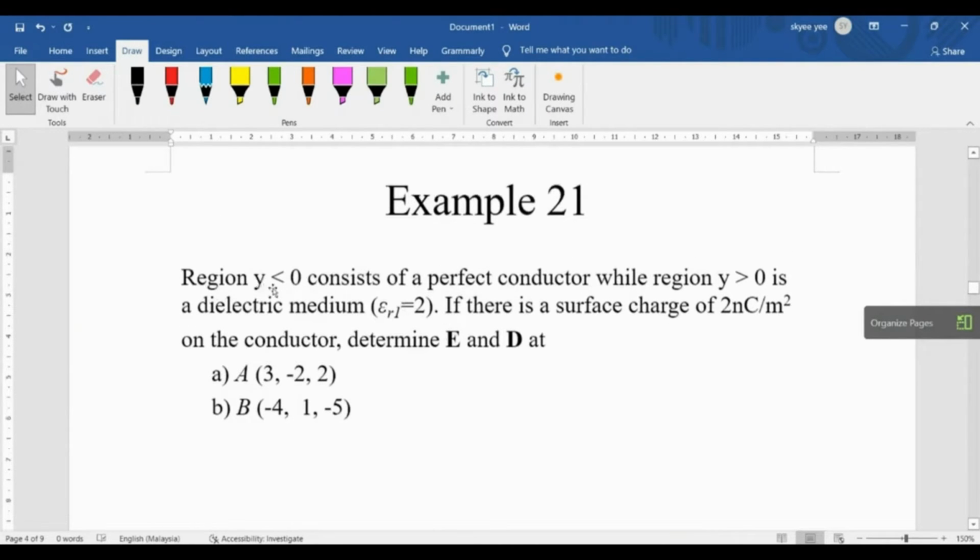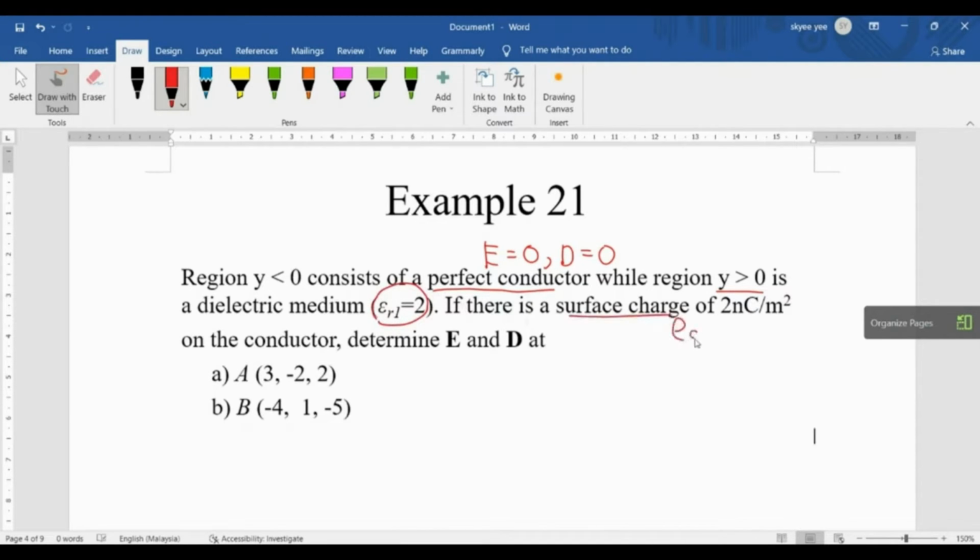Now the region y less than 0 consists of a perfect conductor. For a perfect conductor, E is 0, so D is also 0. While the region y greater than 0 is a dielectric medium with this dielectric constant. There is a surface charge, rho s, on the conductor. Determine D and also E at these 2 points.